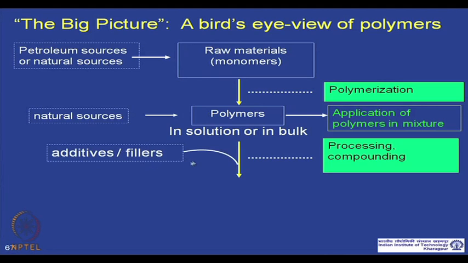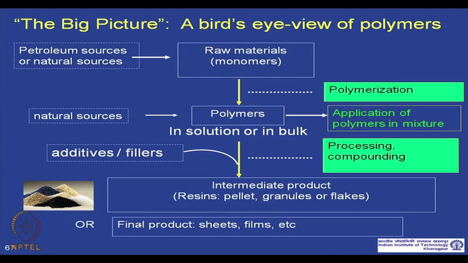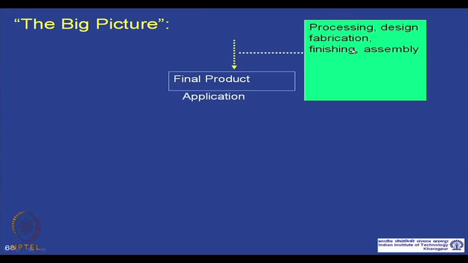We talked about additives which will be added during compounding or processing, and we get either the intermediate products which are sold in the market, or we can get the simple shaped final product like sheets, film, etc. And some will take these resins in pellet or granular form and then add other additives to make the final part.